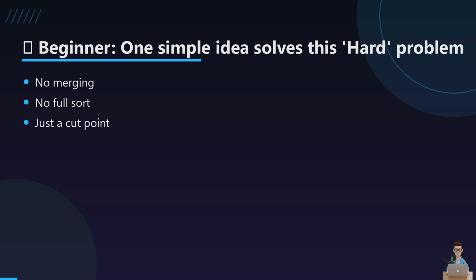Most people's first idea is to combine both lists into one big list and look at the middle. That works, but it's slower than it needs to be. There's a neat trick that finds the answer without ever combining the lists. By the end of this video, you'll understand exactly how it works, step by step.